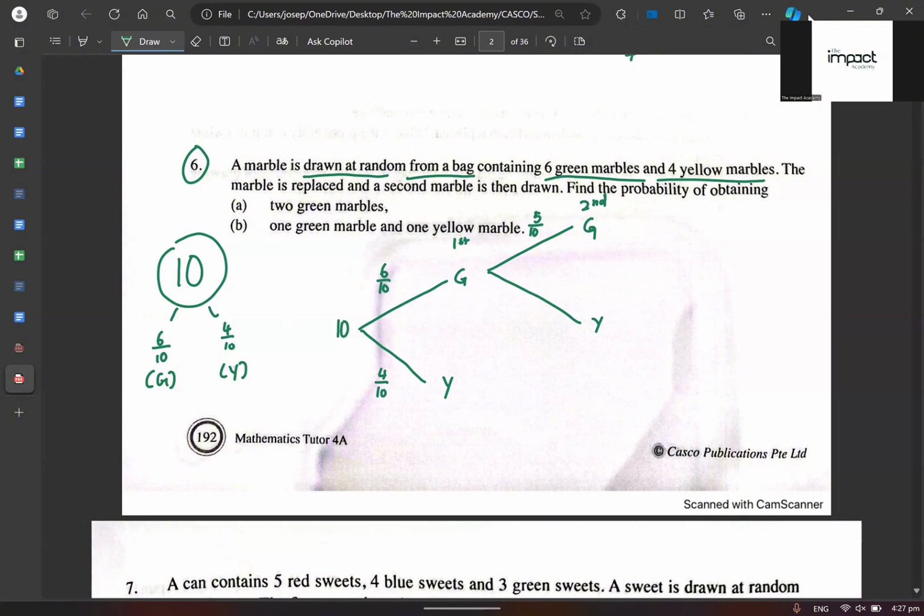Where is your 5 over 10? Very good, 5 over 10. Very good, 4 over 10. You know why 4 over 10 for yellow? We talked about this before, right? Remember what I say? You see, you never draw any yellow, correct? So you must take what is the first draw. Am I making sense or not? Then over here, you get your green, you get your yellow. Your yellow becomes what? 3 over 10.